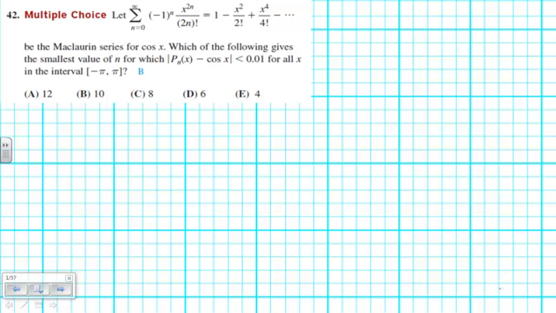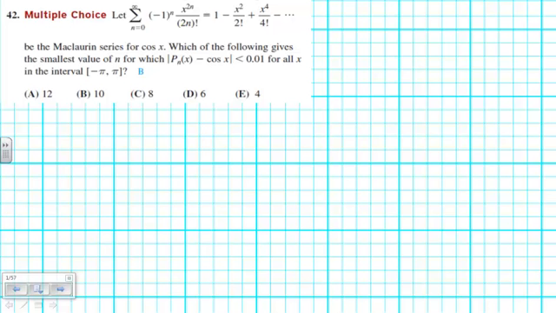So in problem number 42, we're asked which value of n, or what order of the Taylor polynomial we're going to need in order to get an error range of less than 0.01. And obviously, if we can use a smaller number of terms, that would be good. Now, here's something that's not talked about. This is going to be sort of a guess and check.